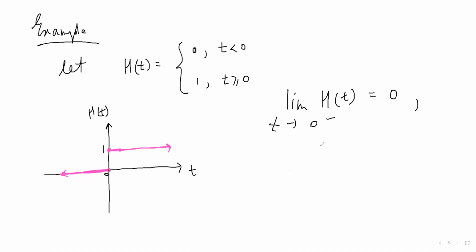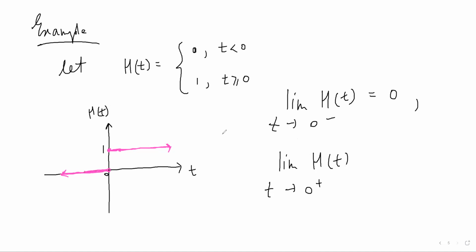That's the left-hand limit of the function. So the left-hand limit of the function is 0. How about the right-hand limit of this function? Well, what about the limit of this function, h of t, when the t values are approaching 0 from the right? What happens in that case?